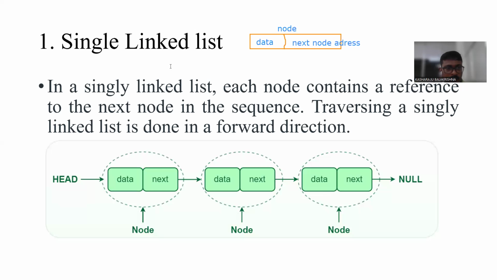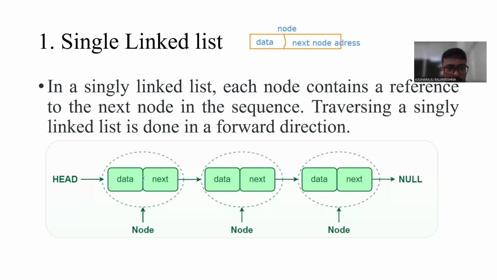Before that, before the linked list definition, we need to learn what is meant by a node. A node is one type of data structure, one type of structure. It contains a data part as well as the next node address. This will be called a node.